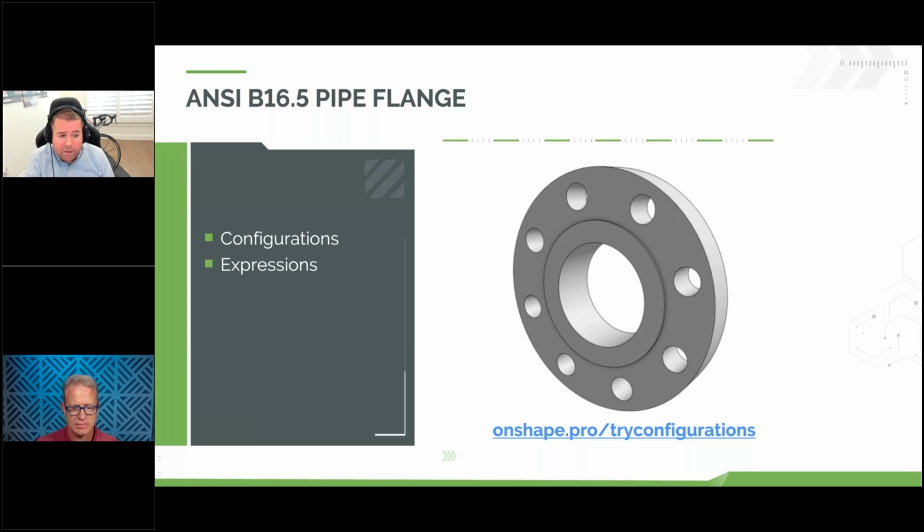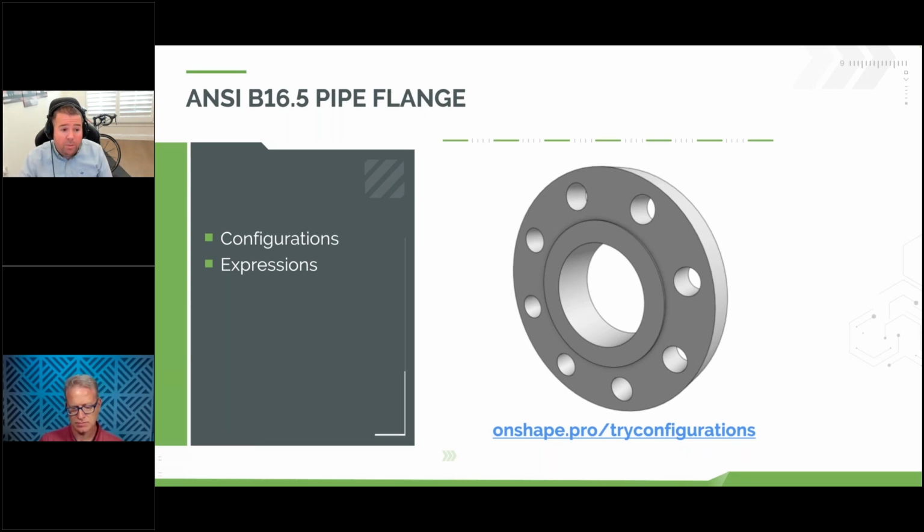Now, what's really neat about this pipe flange is if you want to follow along and try this with me, you can. If you go to onshape.pro/try configurations, there's a public doc of this model that you could walk through and experiment with and make your own copy of and really understand what I'm about to explain to you in a little bit more depth and play with it yourself. So I encourage you, if you're interested, you don't even have to have an Onshape account in this case. Just go to onshape.pro/try configurations and you can open up this model and play with it.